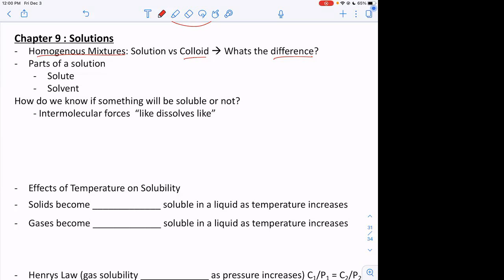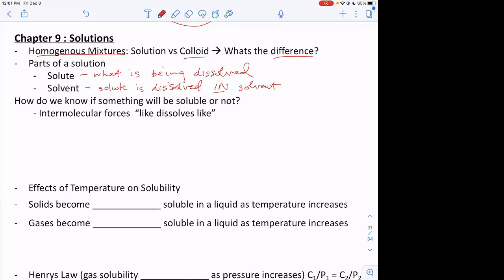So then we said there's 2 parts of a solution. You've got the solute, which is what is being dissolved. And we got the solvent, okay, which is what you're dissolving your solute into. The solute is dissolved in the solvent. Okay. And it doesn't just have to be a liquid. Okay. You can have solutions of gases mixed in gases. The solvent is present in greater amount. Solute is in lesser amount.